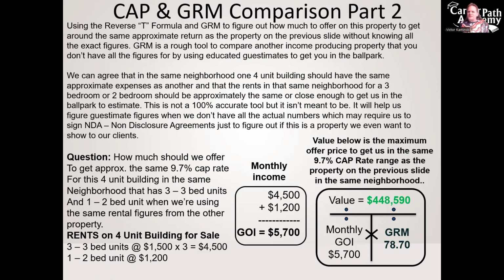Instead of doing all that, we can just take another listing, do all the calculations on it, figure out the GRM, and then apply it to this one to figure out the ballpark value. Then you could compare this to their asking price, or just make an offer right here, and you'll be in that 9.7% cap rate range. Pretty cool tool. It's not meant to be accurate. It's a quick, rough, dirty tool to get you what you need.